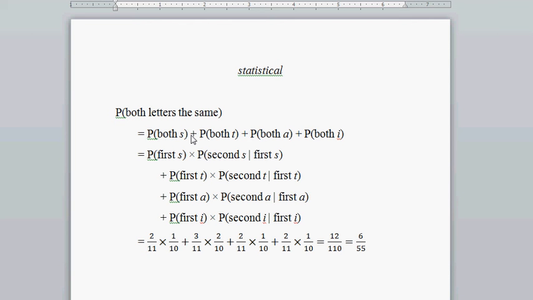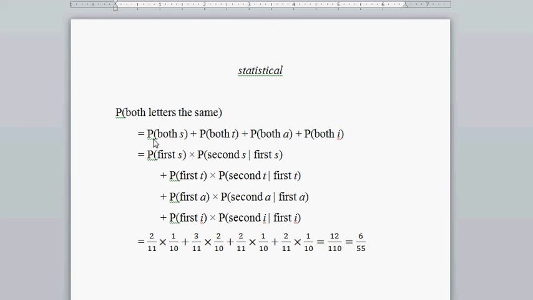I can simply add these because this is an OR question. They're both S's, or they're both T's, or they're both A's, or they're both I's. So I can add. Of course, when you add, you have to ask the question, are the events disjoint? In this case, they are disjoint. If the two letters are both S's, then they can't be both T's. So I can just simply add these probabilities together.